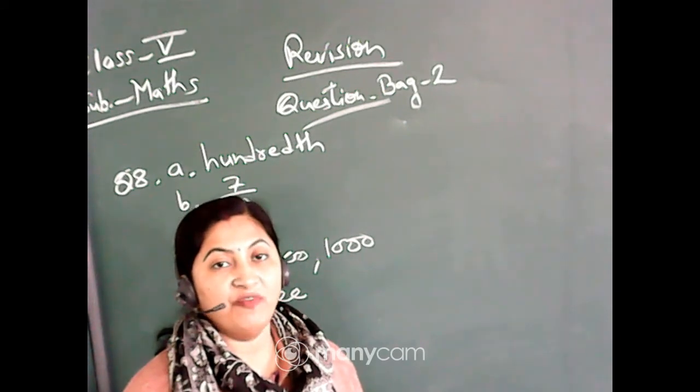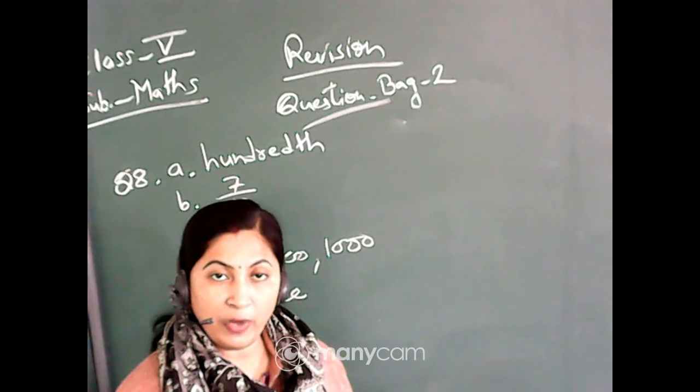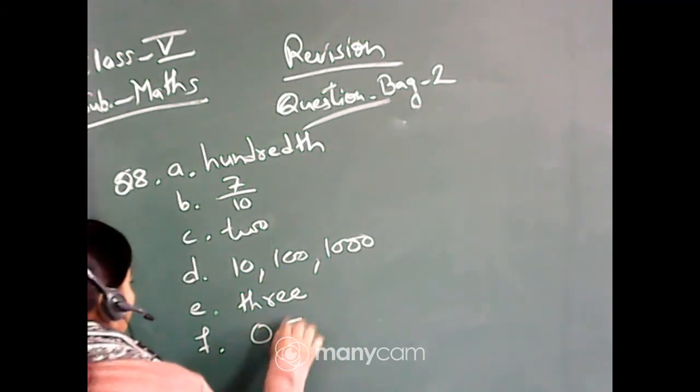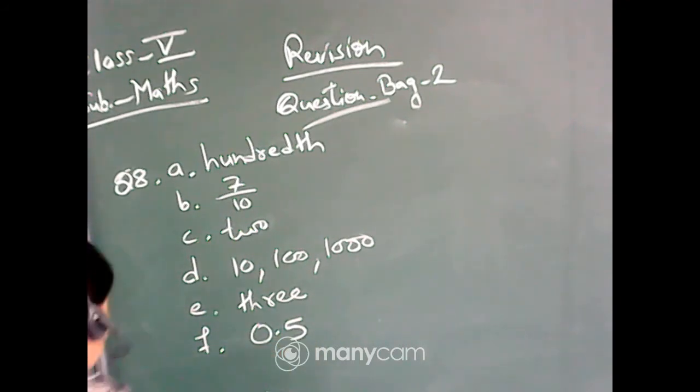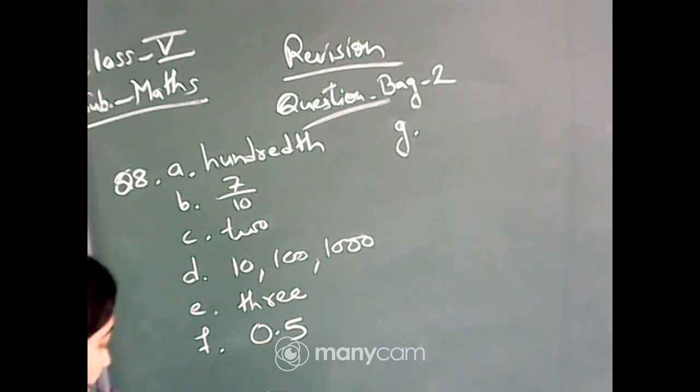Now number F. 1 by 2 expressed as a decimal is, now half. As you know, half means 1 by 2. When you are dividing, 2 outside, 1 inside, first you will put the point, 10, 5. That means 0.5. So the answer will be 0.5. Okay. Now come to number G.